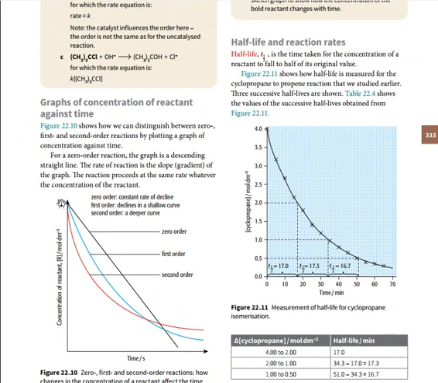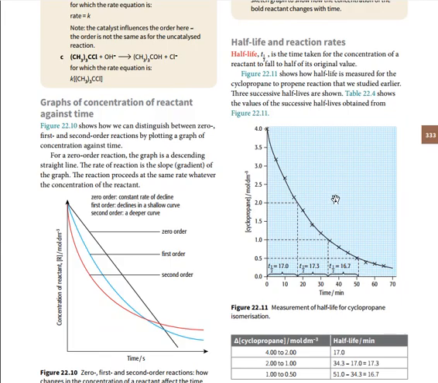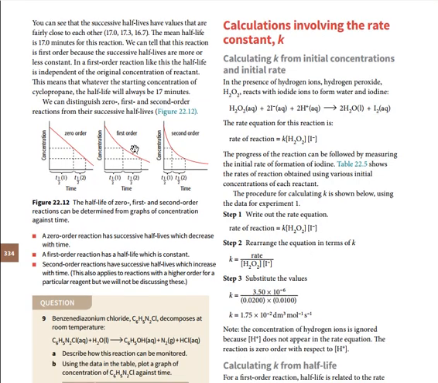So now if you plot the concentration of the reactant against time for zeroth, first, and second order, we're going to visualize what? For zeroth order we're going to have this graph. For first order we're going to have this graph. For second order we're going to have this graph. Now you need to know about what is called the half-life of a reaction. Half-life is defined as the time taken for the concentration of the reactant to fall to half of its original value.